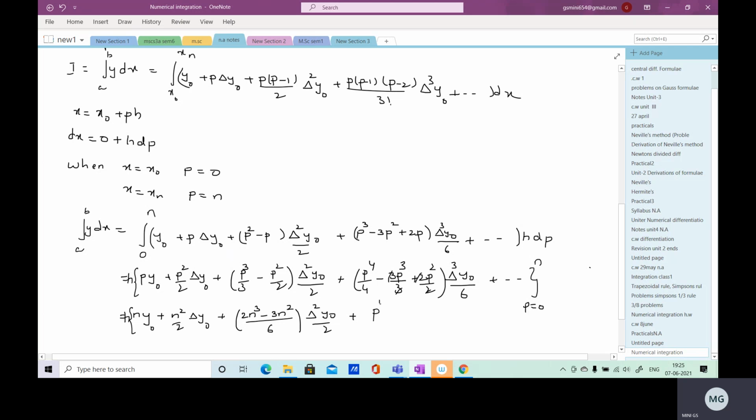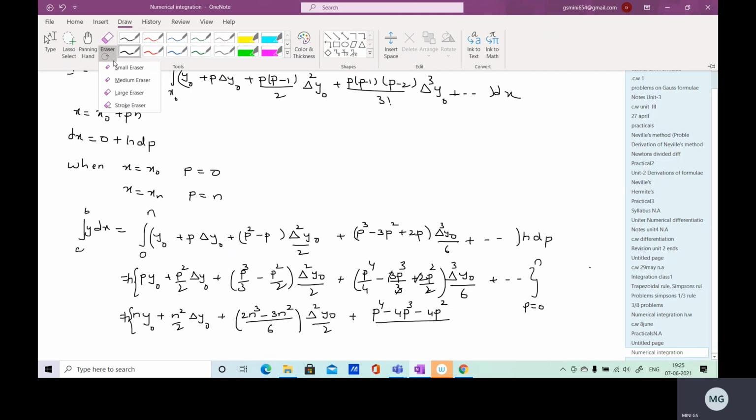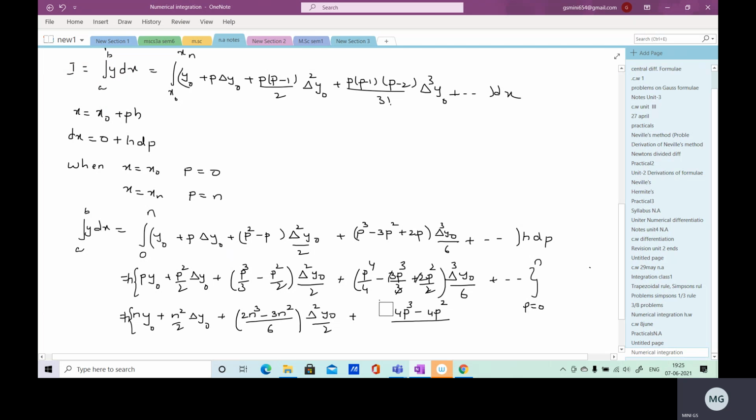Let me take LCM. This becomes p power 4 minus 4p cube plus 4 times p square divided by, p will become n. I am putting the upper limit, so this is n power 4 minus 4 times n cube plus n square, total thing by 4 times del cube y naught by 6 plus dots.